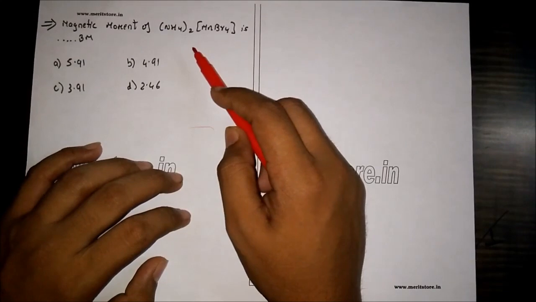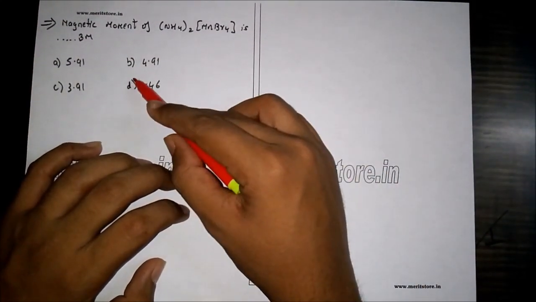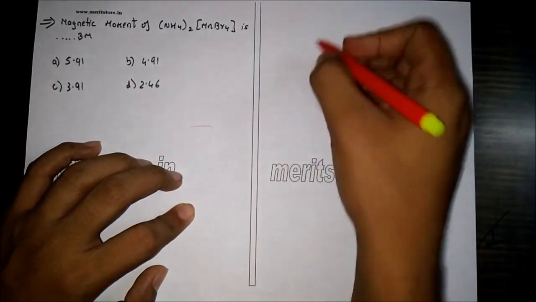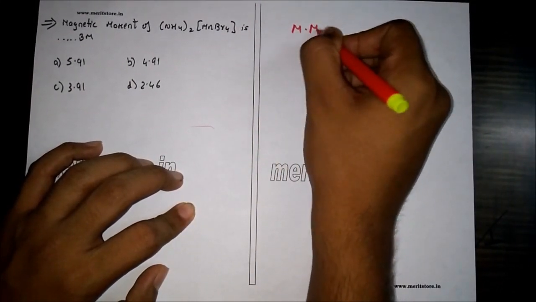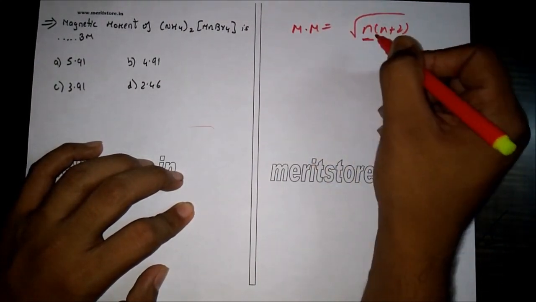The magnetic moment of (NH4)2MnBr4 is dash BM: A. 5.91, B. 4.91, C. 3.91, or D. 2.46. Now the magnetic moment formula is mu is equal to root of n into n plus 2, where n is the number of unpaired electrons.